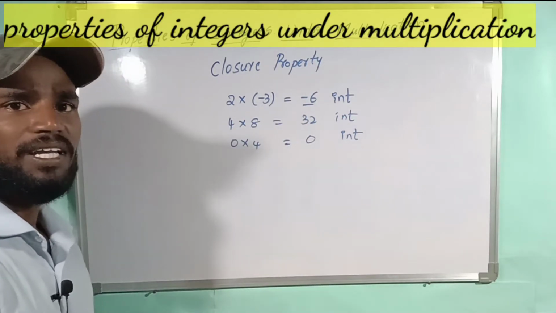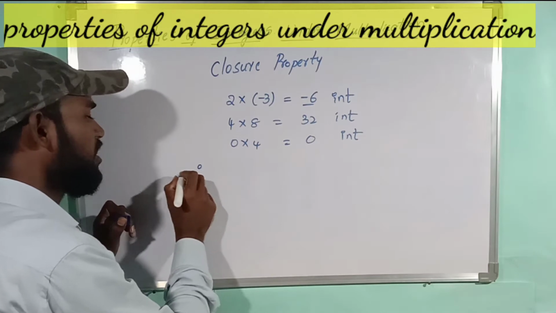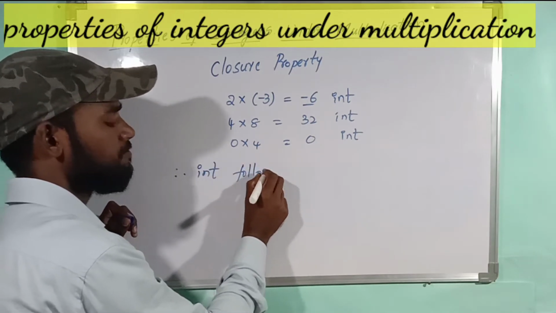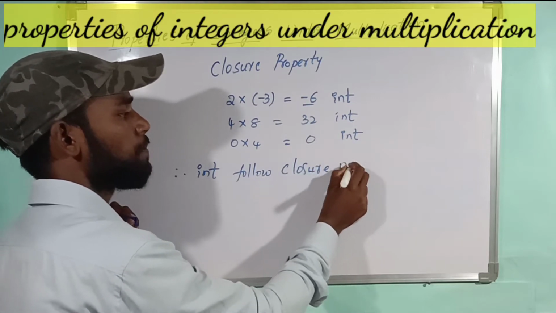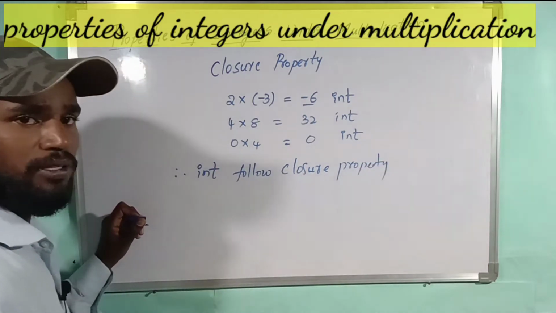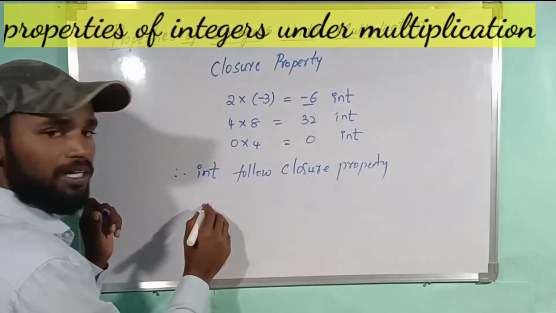So by this we can conclude that integers follow closure property. Integers follow closure property. Everyone clear? So now we are moving to the next. We can conclude in the general manner. In general, what can we conclude?